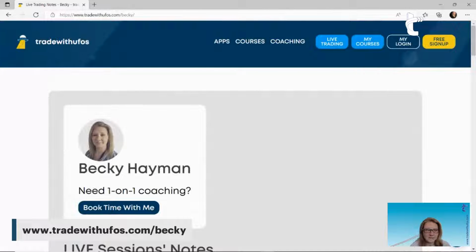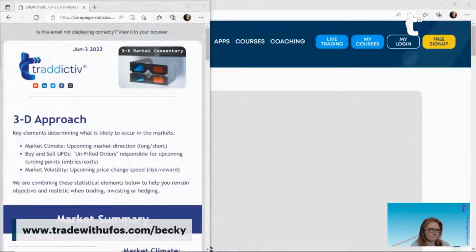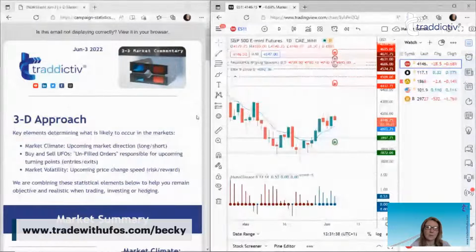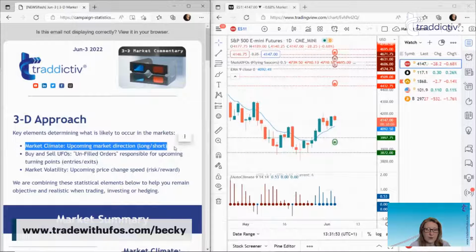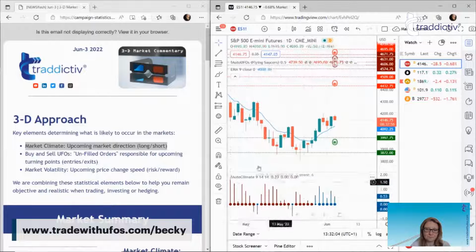So let's now go into the 3D market commentary. We send out an email every day, Monday to Friday. It looks like this on the left-hand side. What we're doing here is showing three major statistical elements for a variety of major world markets. The first is market climate, where we look at the likely movement. Is that market likely to move up or down or nowhere? We use an app called Auto Climate, which is this one here, which allows us to figure that out with these different colored dots. I'll show you as we go what each of them mean.